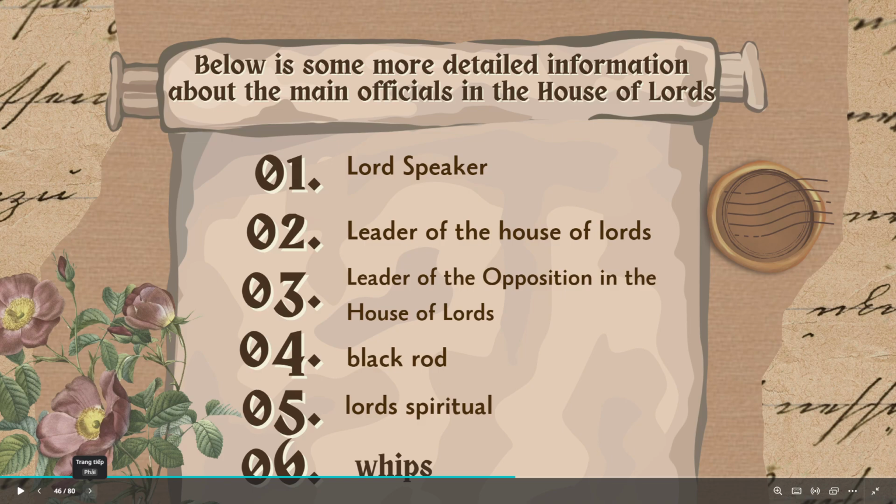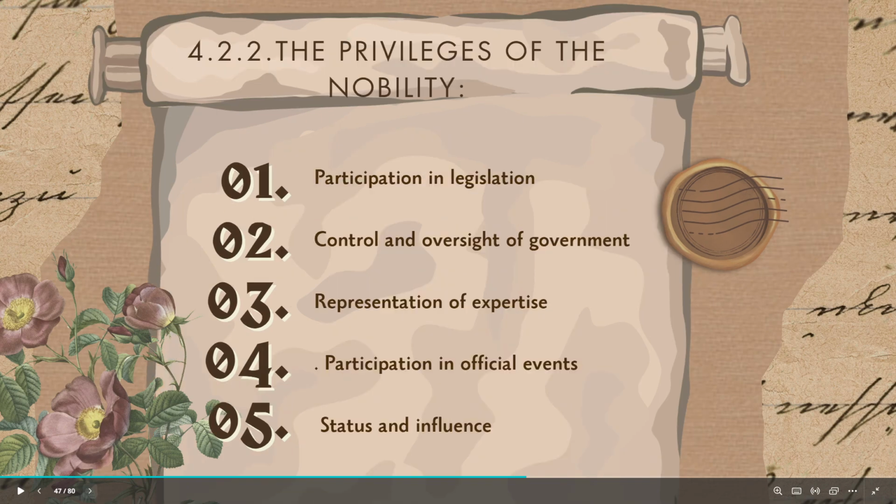The nobles in the British House of Lords have many important rights and roles in the legislative process as well as political activities. Here are some of their main rights. One, participation in legislation. Two, control and oversight of government. Three, representation of expertise. Four, participation in official events. Five, status and influence.